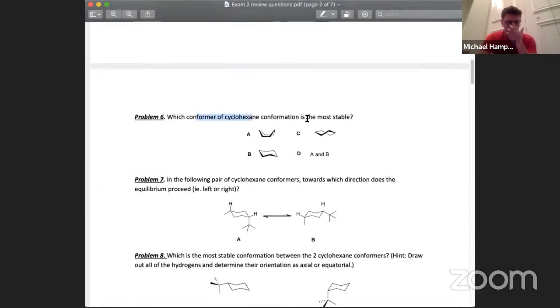Now, chairs. So the different types of chairs, I'll tell you right now, the chair is always the most stable. Now, A is called a boat, and C is called a twist boat. So I'll put it in the chat right now in terms of ranking of stability. Chair is best. So chair, then twist boat, then a boat, then a half chair.